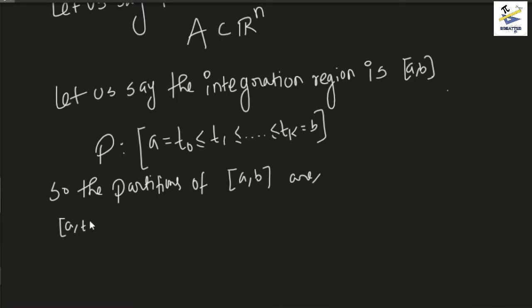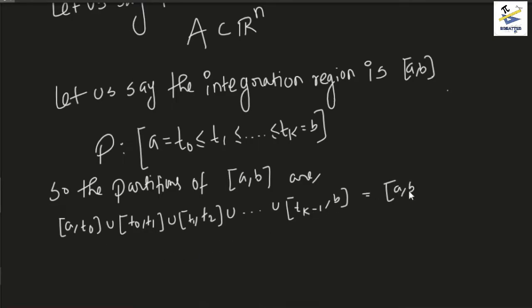So it's basically like this: a comma t0 union t0 comma t1 union t1 comma t2 union, and all the way up to union of tk minus 1 comma b, where b is basically tk, right? And here a is t0, so this interval is basically a singleton. Anyway, this is what comprises a comma b. So t0 to t1, t1 to t2, there are k subintervals.